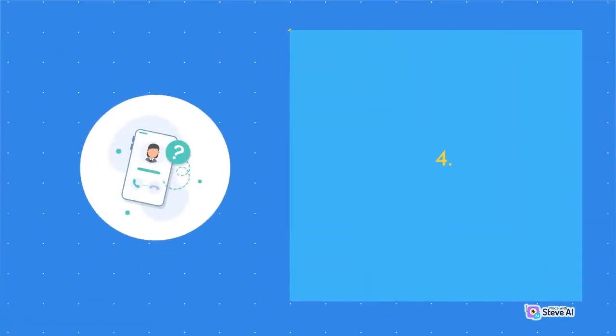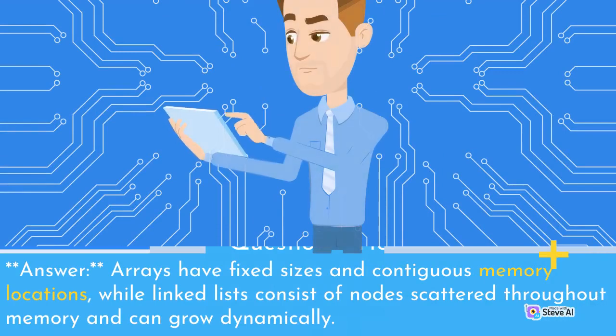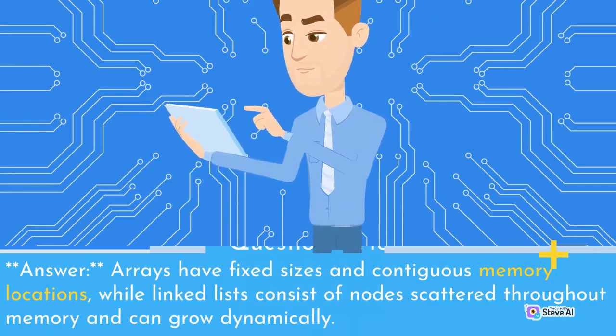4. Question: What are the differences between arrays and linked lists? Answer: Arrays have fixed sizes and contiguous memory locations, while linked lists consist of nodes scattered throughout memory and can grow dynamically.